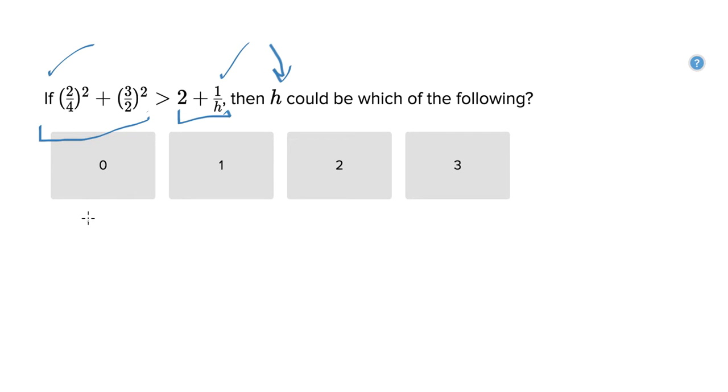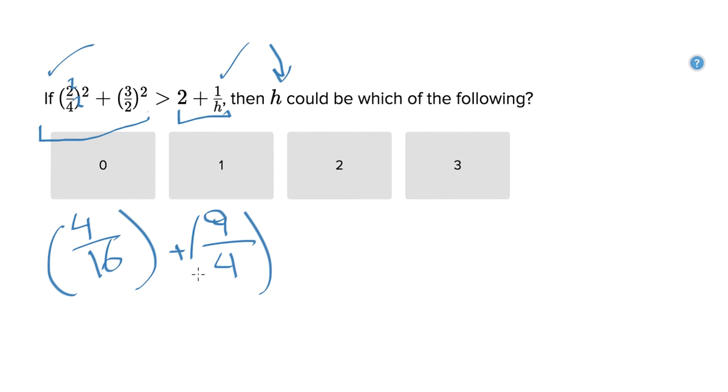So (2/4) squared is going to be the same thing as 4 over 16. What you want to do when you have a fraction all in parentheses squared is take that square and imagine it going in the numerator and the denominator together, so that's going to evaluate to 2 squared, or 4, and 4 squared, or 16. And then we're going to do the exact same thing for 3/2. That's going to give us 9 over 4.